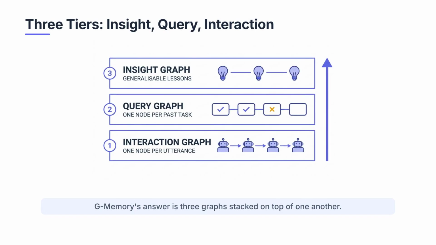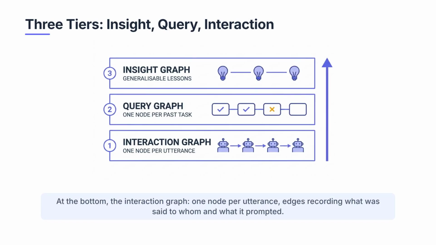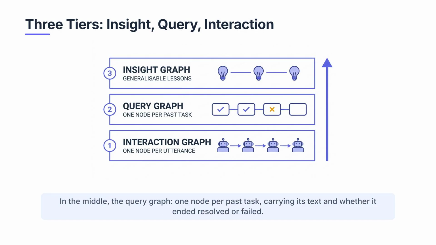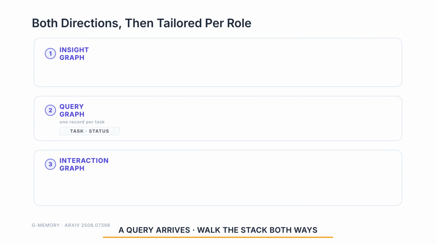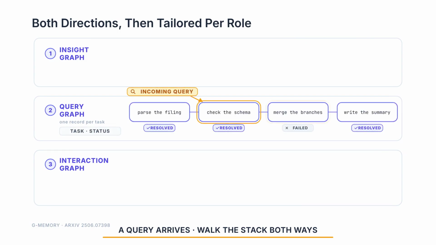GMemory's answer is 3 graphs stacked on top of one another. At the bottom, the interaction graph, 1 node per utterance, edges recording what was said to whom and what it prompted. In the middle, the query graph, 1 node per past task, carrying its text and whether it ended resolved or failed. At the top, the insight graph, distilled, generalizable lessons, each one pointing back down at the tasks that earned it. When a new query arrives, GMemory walks that stack in both directions.